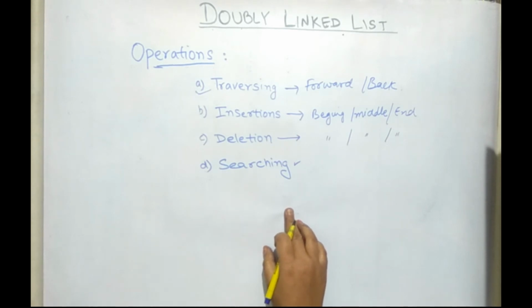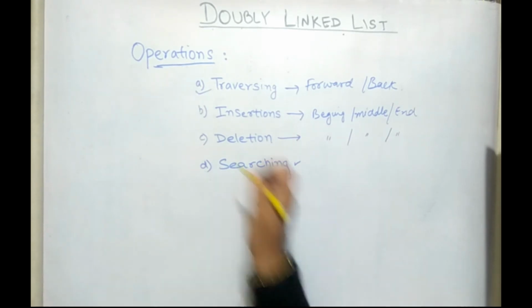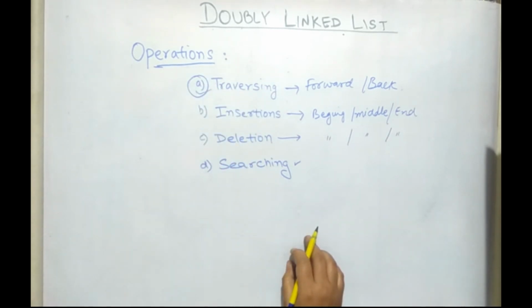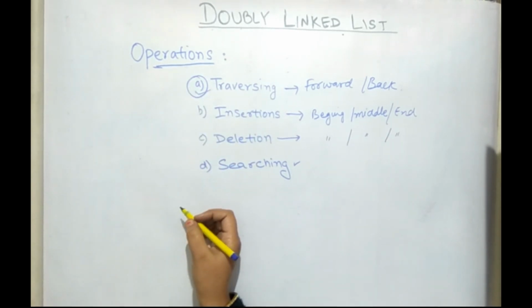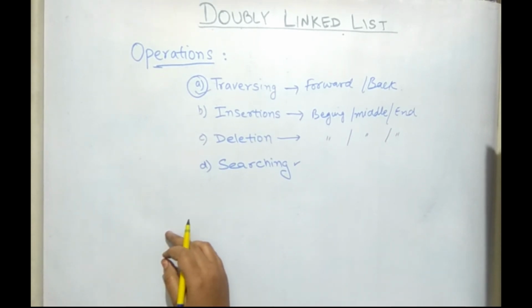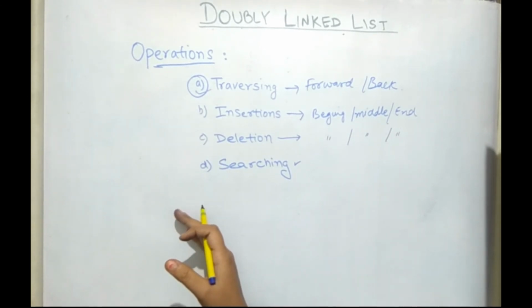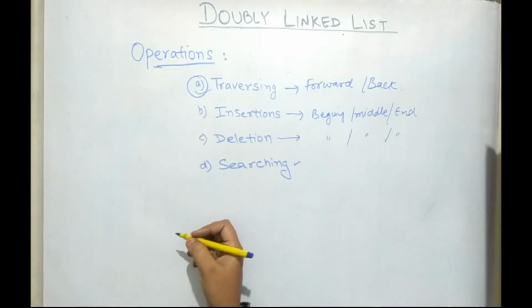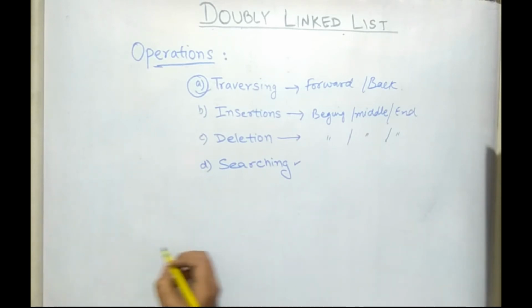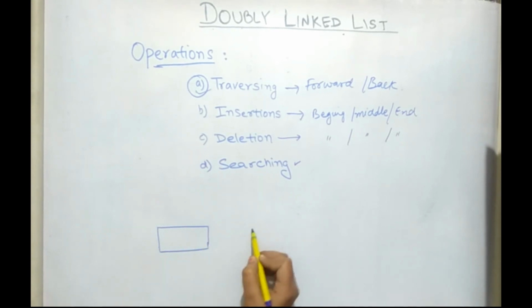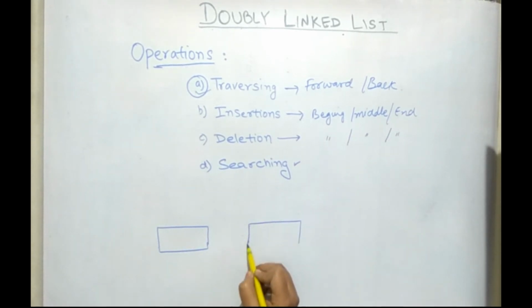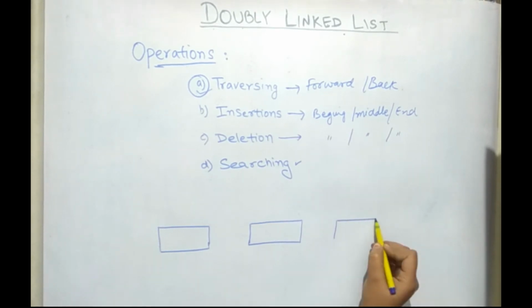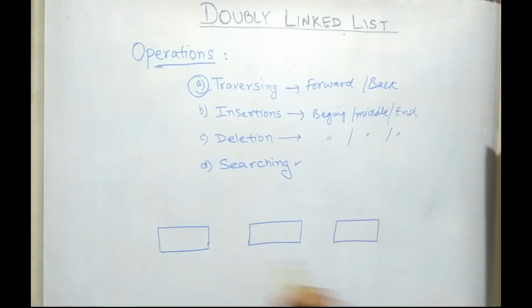Now let's start the operations. We will start with traversing a doubly linked list. If you know how to traverse a singly linked list, which we discussed in the previous videos, then you will find it a lot easier to understand traversing in a doubly linked list. Here I am making a doubly linked list with 3 nodes, and let's traverse them in backward and forward directions through an algo.